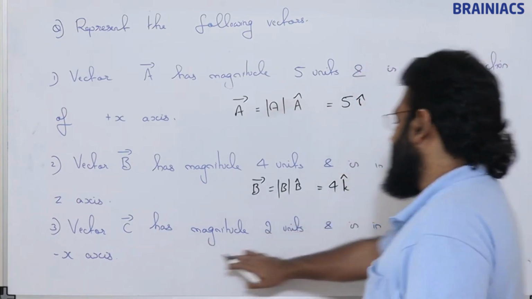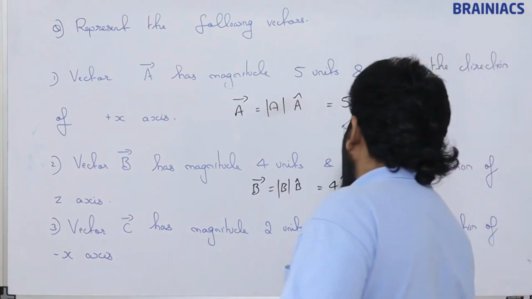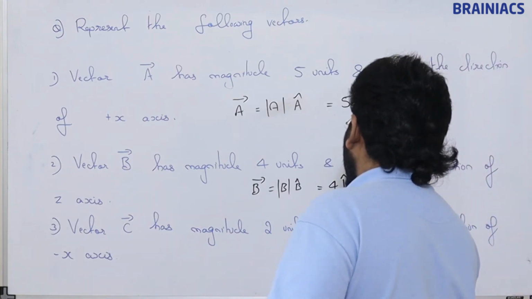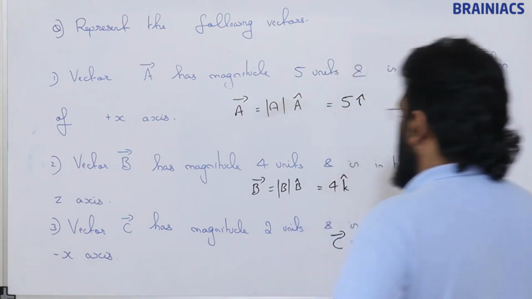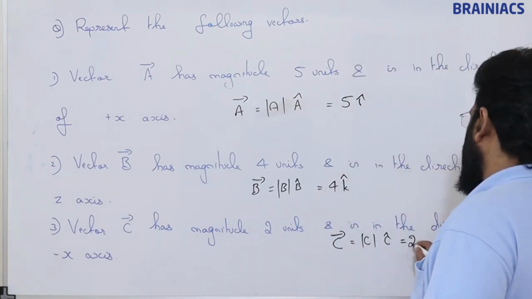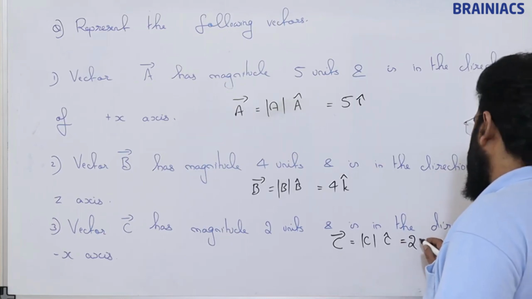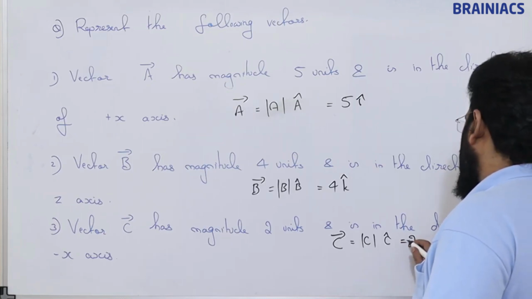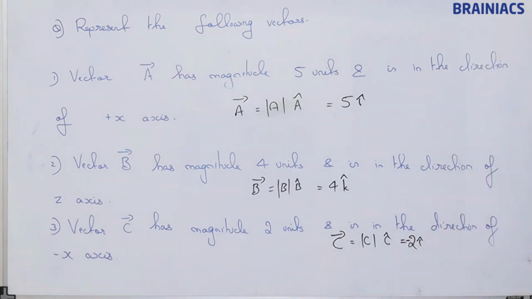Third one, vector C has magnitude 2 units and is in the direction of minus x-axis. So vector C is equal to the magnitude of vector C into the unit vector of vector C. The magnitude is 2 and it is in the direction of minus x-axis, meaning minus i. So I will put the minus here, then i here. This is how we should represent a vector: the multiplication of its magnitude and unit vector.